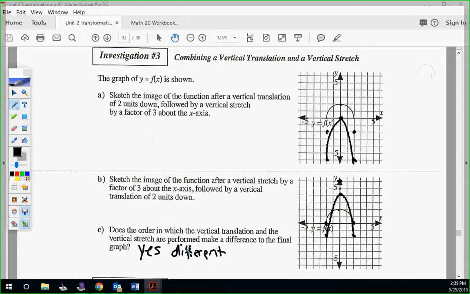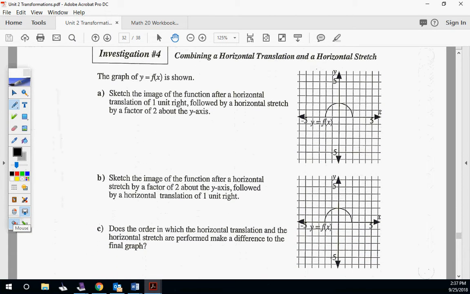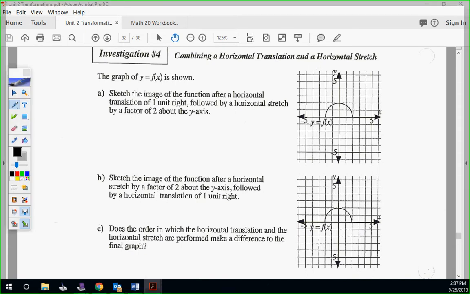All right, so then we're going to look at the 4. I want you to pay attention. So that was vertical translation, vertical stretch. That was a problem. Now we're looking at horizontal translation, horizontal stretch. So maybe you intuitively think that's not going to work either, because the vertical didn't, maybe the horizontal doesn't.